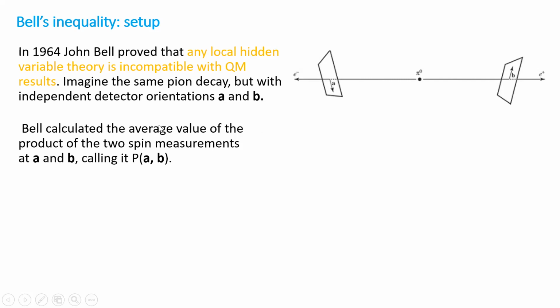So what Bell did is he calculated the average value of the product of the two spin measurements at A and B. So for a pion decay, you take the spin measurement at A, and you'd get either +1 or -1. The spin measurement at B, you'd get plus or minus 1. Multiply those together and you get either 1 or -1, and record that in a table. Do another pion decay, get +1 or -1, total all those up and take the average. And that would be called P(A,B), where A and B are the orientations here. And this average would depend on the orientations A and B. Okay, so certainly a reasonable thing to do. It's not clear yet where it's going to get us, but let's follow along.